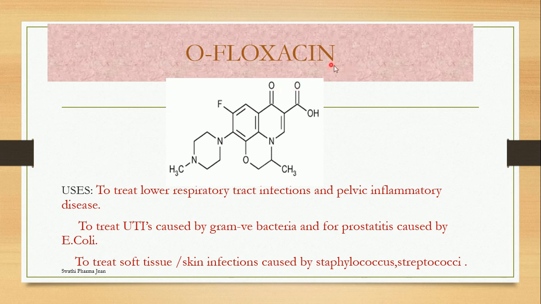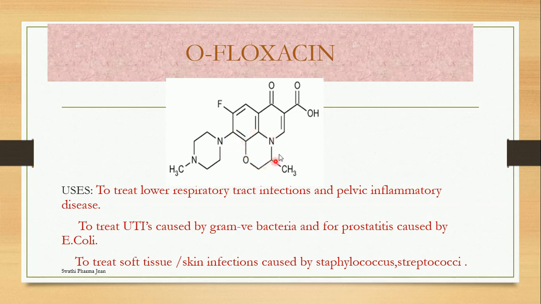Ofloxacin is the condensed structure. It contains 1,8 condensation. The first position and eighth position condensation is present in ofloxacin. The basic nucleus is quinoline. To this, a carboxylic acid group is present and a ketone group is present at the fourth position, a fluoro group at the sixth position, and here a methyl piperazine group is present at the seventh position.